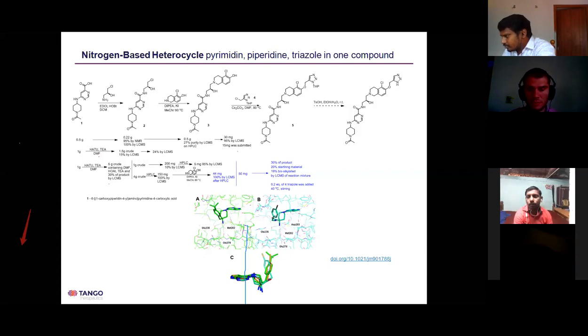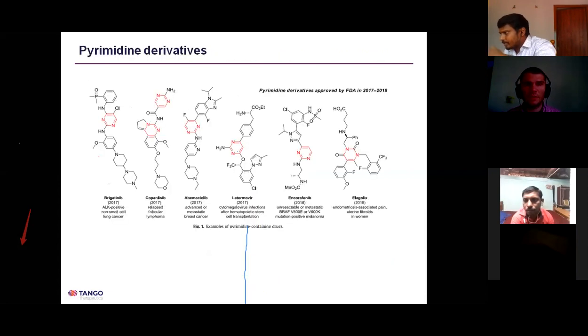Okay, next slide. Some of the structures are interesting because they have a polyvalent structure from heterocycles, and these compounds have many biological activities. After this, the next class is pyrimidine derivatives. You see the statistics by FDA, for the years 2017-2018. You see the pyrimidine compounds and the biological activity.